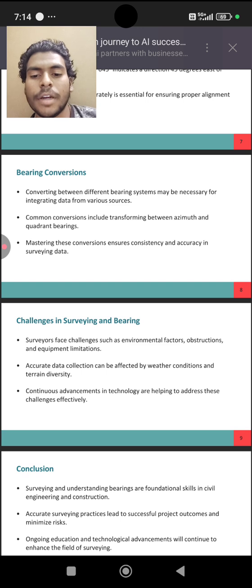Challenges in surveying and bearing. Surveyors face challenges such as environmental factors, obstructions, and equipment limitations. So there are many challenges in surveying. We should concentrate on them to make the best relative positions.